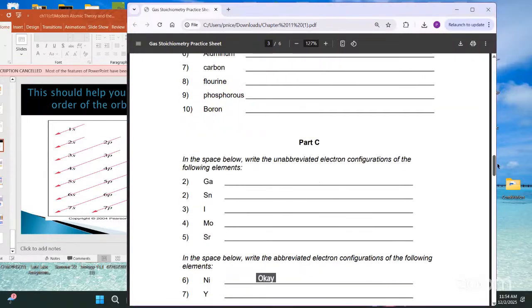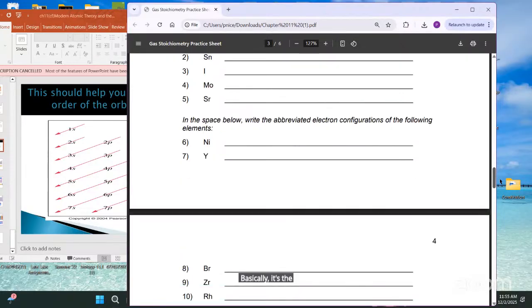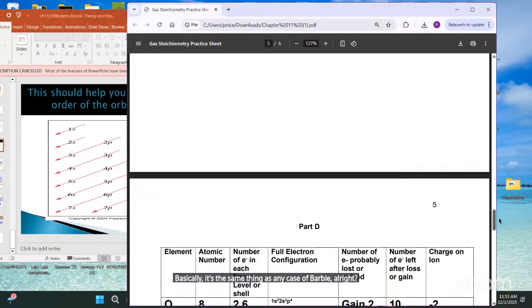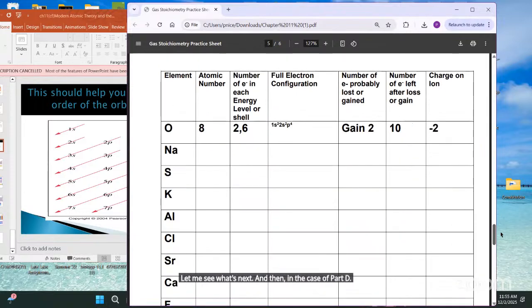Okay, so I'm going to leave part C for you to do. Basically, it's the same thing as in the case of part B, all right? Let me see what's next. And then in the case of part D, it's talking about completing this table.